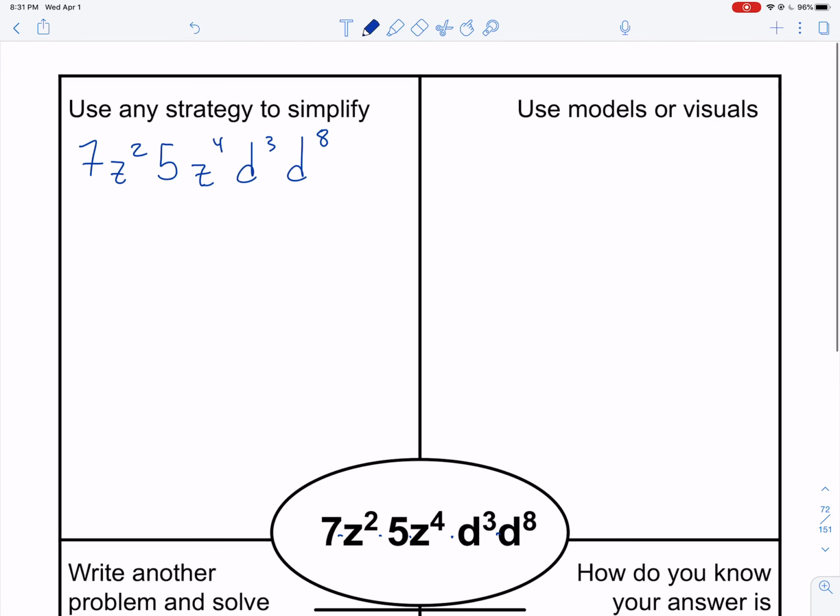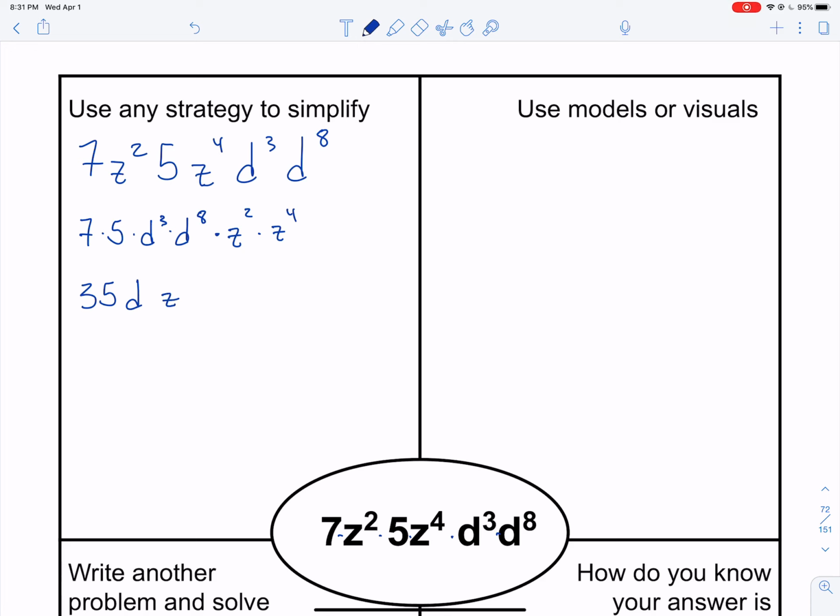Okay, so just like in class, I'm going to rearrange this. So it's multiplication, so we have the commutative property. We can rearrange, put all the similar bases together, the numbers together, the z's together, the d's together. So numbers first, so 7 times 5. I'm actually writing out the multiplication. And then times, usually in alphabetical order, so d to the 3rd times d to the 8th times z to the 2nd times z to the 4th. Okay, so 7 times 5 is just a number, so it's 35. And then the base of d and base of z.